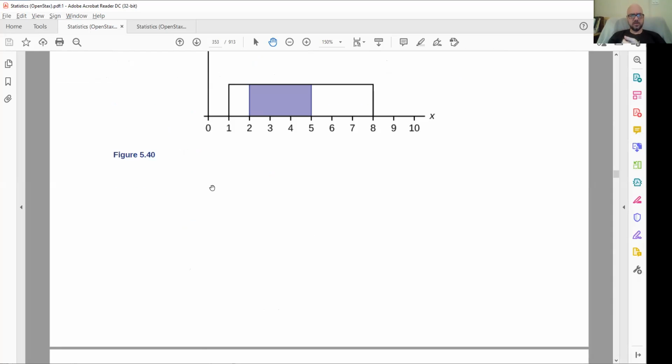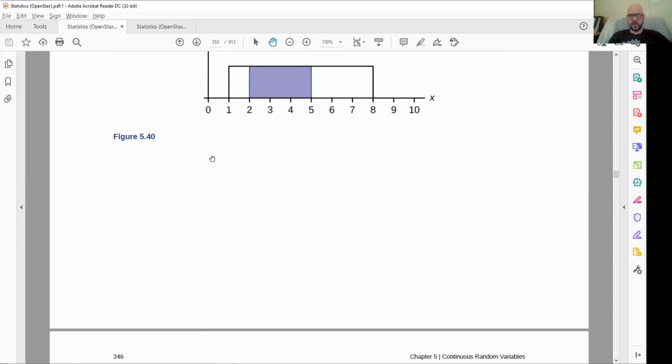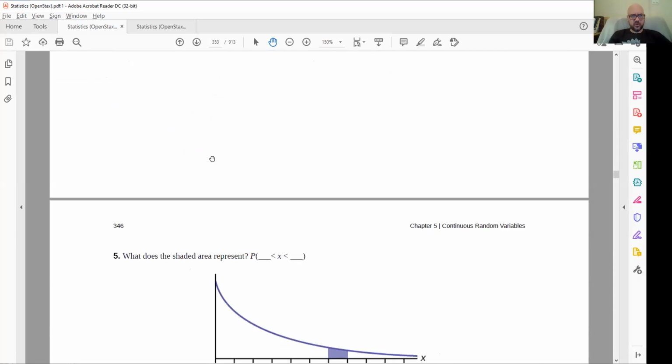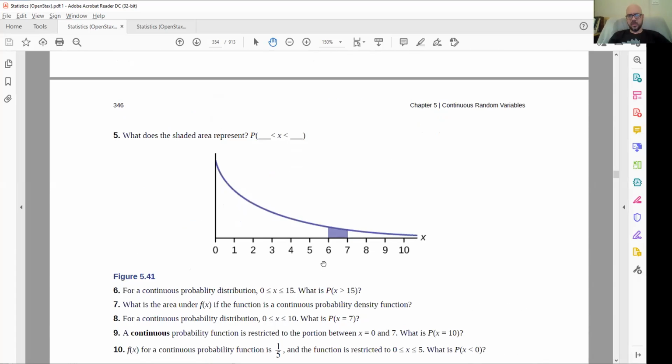5 was the next one. Oops. Oh man, my trackpad's not working very well. This is pretty clearly x is between 6 and 7 in an exponential distribution. All right, so from there, we went to number 12.